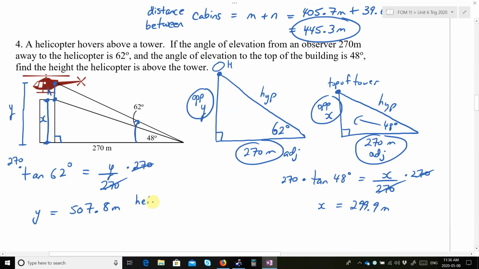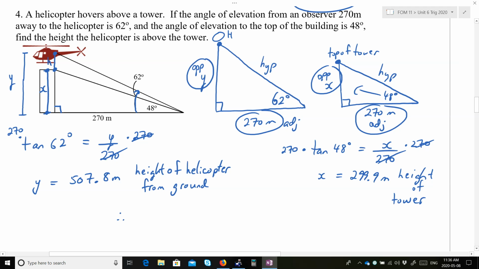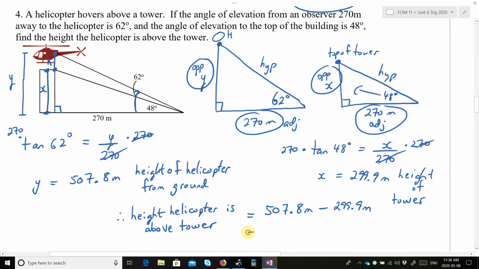Okay, so we know that this is the height of the helicopter from the ground, and we know that this now is the height of the tower, and we can say therefore height of helicopter above tower equals 507.8 meters minus 299.9 meters.